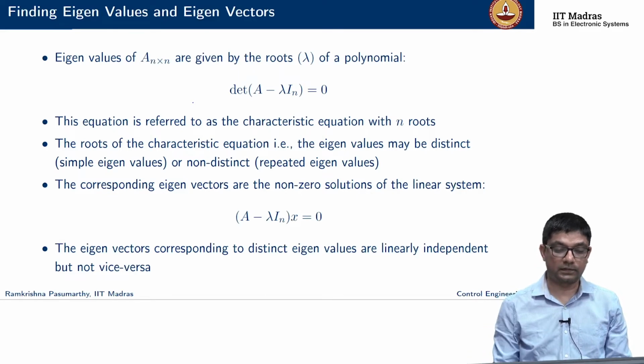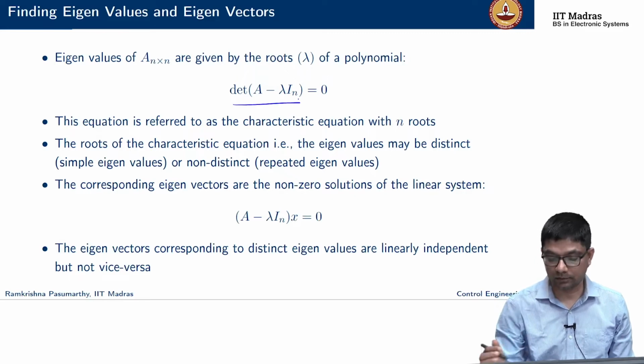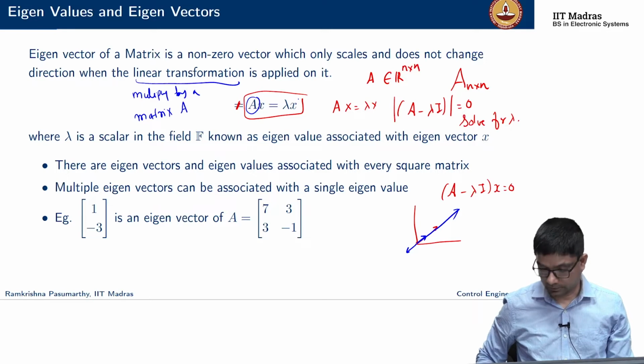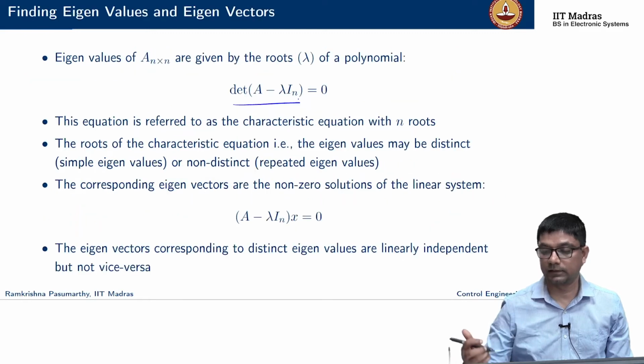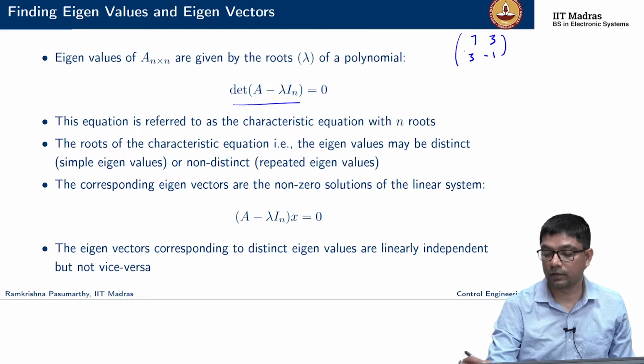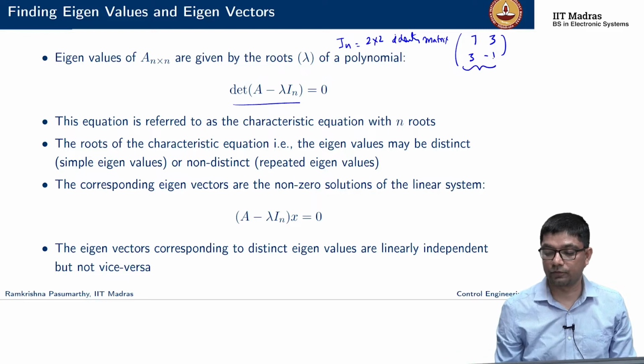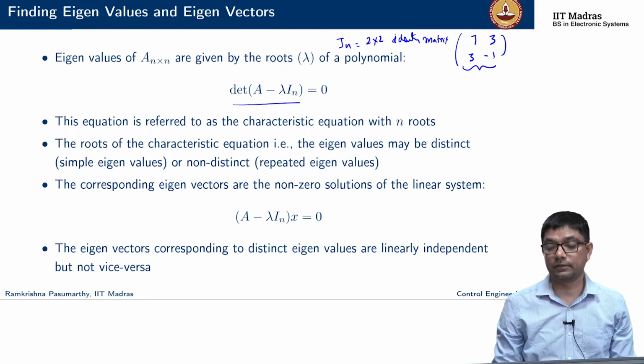Okay, how do we compute this? First, eigenvalues are given by the roots of this equation. So if I simply look at A equal to 7, 3, 3, minus 1, I'll write down what A minus lambda I is. Here I is the 2 cross 2 identity matrix. In general it's n cross n, but here it is an identity matrix of the same dimension as A.